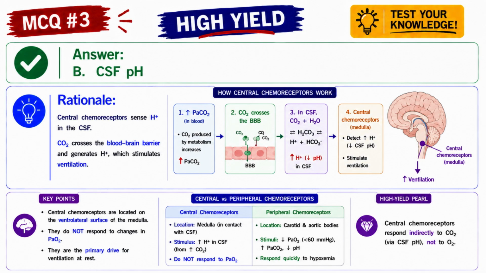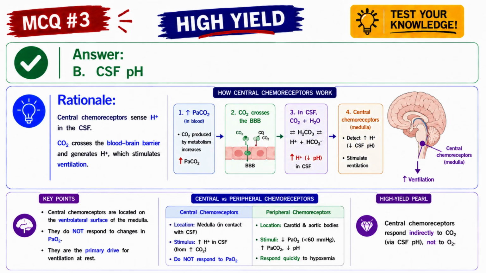Here's why. The central chemoreceptors are located on the ventral surface of the medulla, bathed in cerebrospinal fluid. They do not directly sense arterial CO2. They do not directly sense arterial PO2. They do not sense plasma bicarbonate. They sense hydrogen ion concentration, pH, in the cerebrospinal fluid immediately surrounding them.